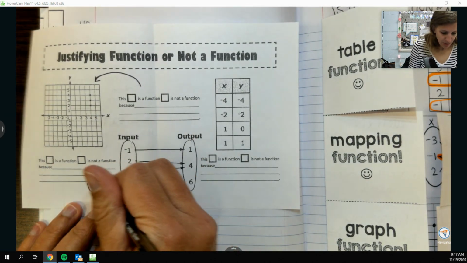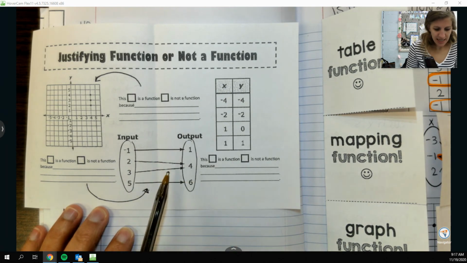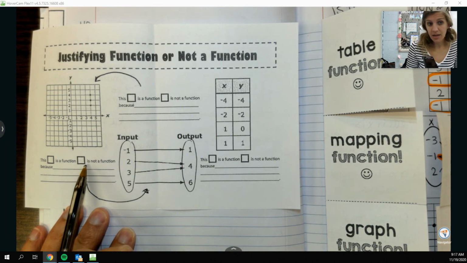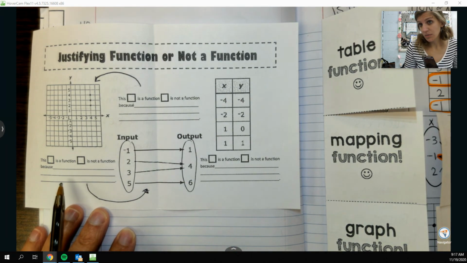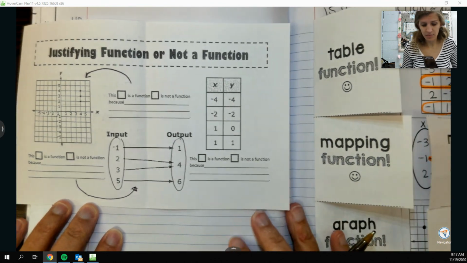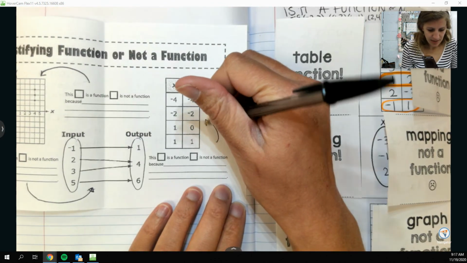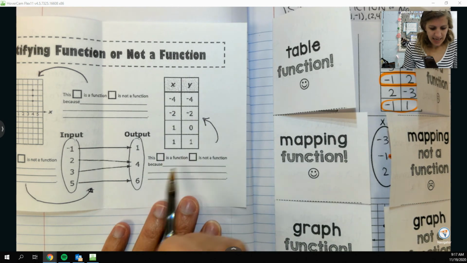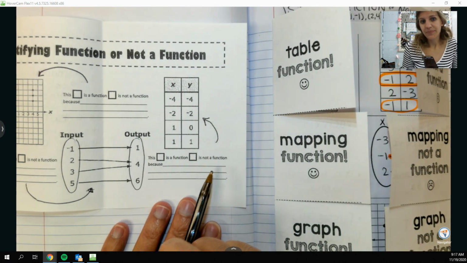And we're going to use this one here. So same question, is this guy a function or not? And how do you know? So again, and then this one here we'll use with the table. So looking at this table, is it a function or not? And how do you know?